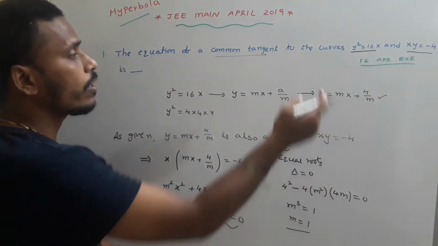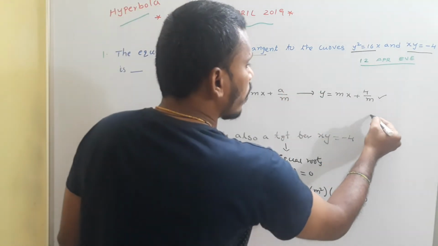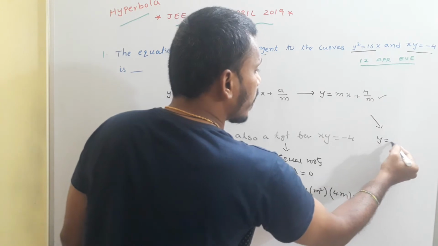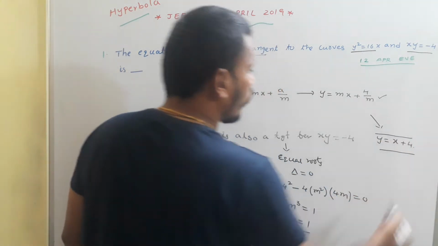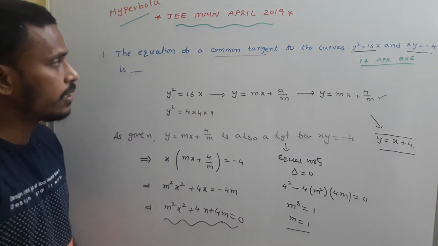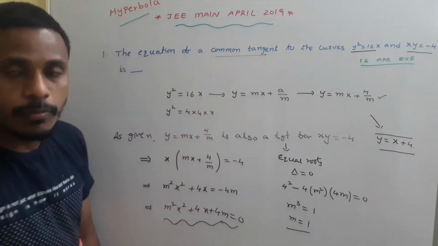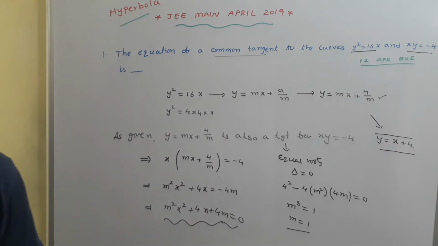If m is equal to 1, replace it there. Therefore, the common tangent equation is y is equal to x plus 4, by replacing m with 1. So finally, that's the answer, which is a common tangent for that parabola and the given hyperbola. Have a look. As per the options, we need to choose.